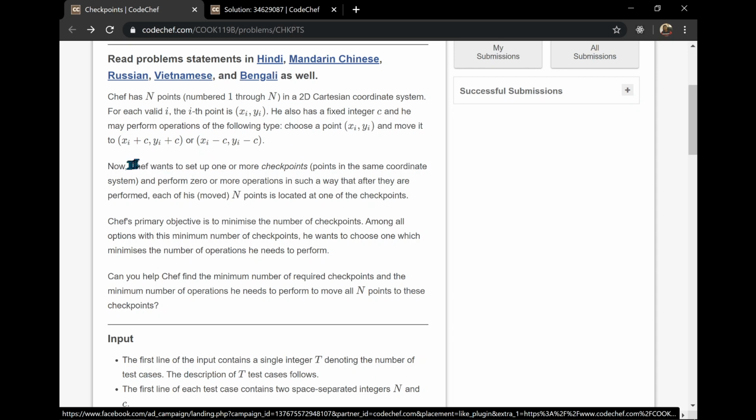Now, what do we want to do in this question? Our chef wants to put some more checkpoints, one or more, in the same coordinate system, and perform zero or more operations of this type, such that after performing all these operations, all the points which were initially given to us are moved to one of the checkpoints, that is, located at one of the checkpoints.